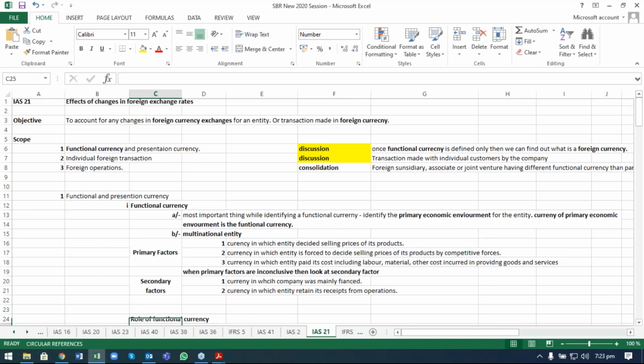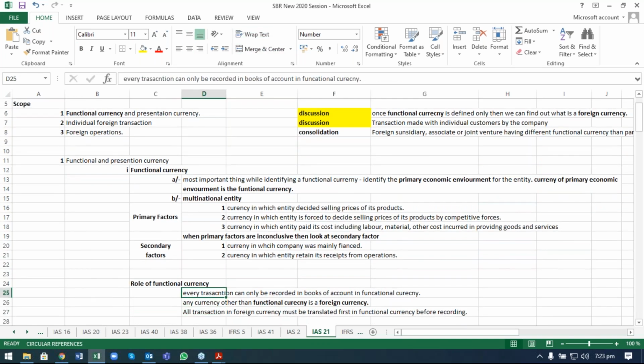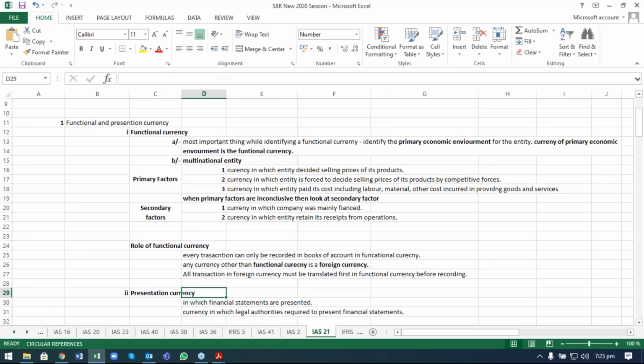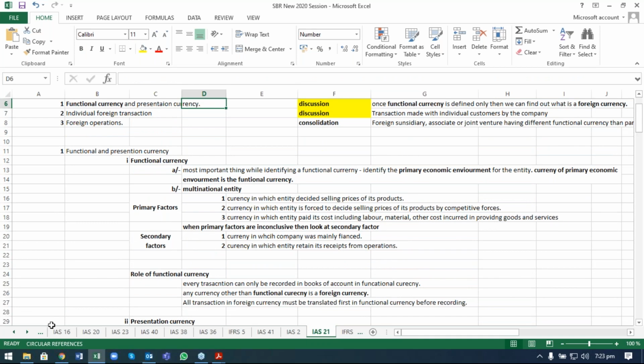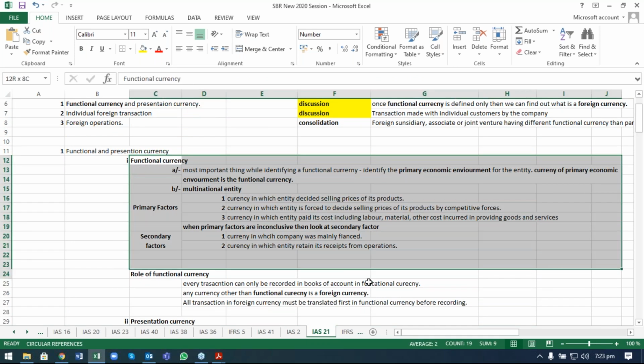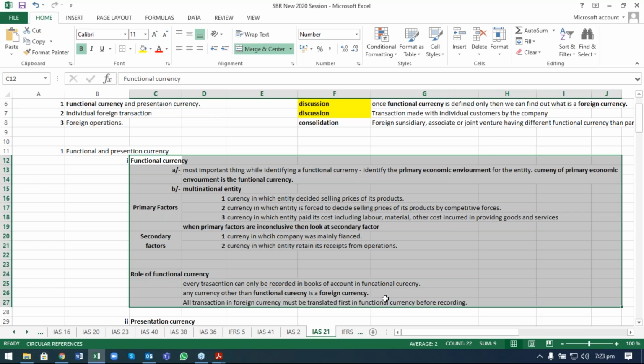Before moving on, this is the role of functional currency; we'll be looking into it in later stages. We need to find out if the functional currency was identified. Within this case, it's fine. But if there is a subsidiary company and one parent company, you need to ascertain how much control the parent has over the subsidiary company. You can assign the parent company's functional currency as the functional currency of the subsidiary, depending upon how much control the parent can exercise on the subsidiary or on the foreign operations.